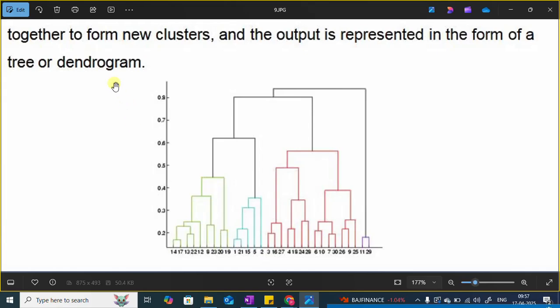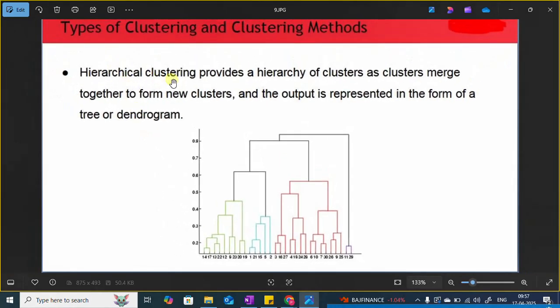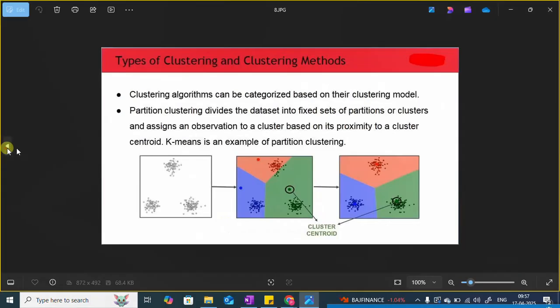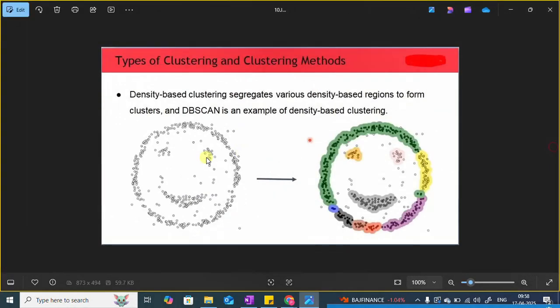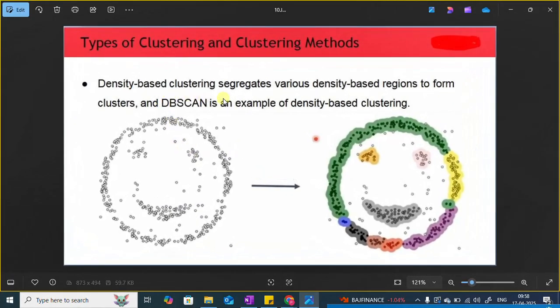So this kind of diagram is called a tree or a dendrogram. Basically, we use this terminology in the case of hierarchical clustering only. If you see such a diagram anywhere, that comes under hierarchical clustering, not partitioning clustering. So this is partitioning clustering, and this is hierarchical clustering.